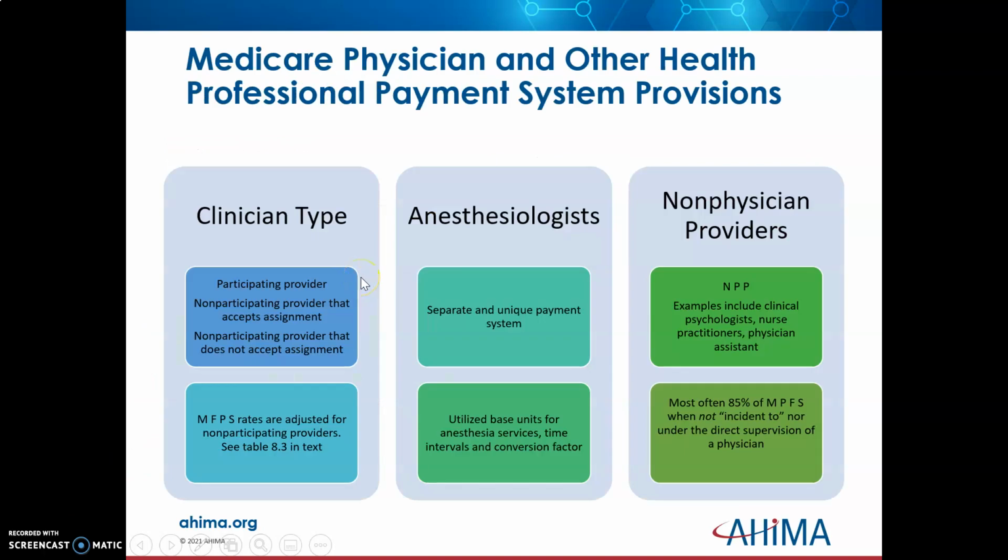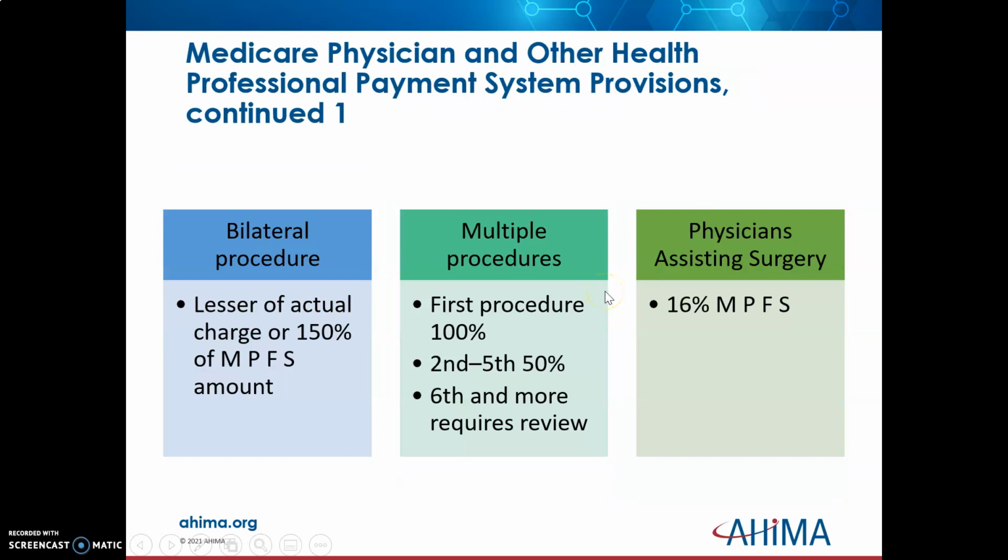All right, so when we talk about Medicare physician and other professional payment provisions, we have participating providers, non-participating providers. I will show you in a moment how that works. Okay, a couple other things. If it's a bilateral procedure, typically they will pay 100% of the first side and then 50% of the other side. So the total reimbursement would be 150% of the MPFS, Medicare Physician Fee Schedule.